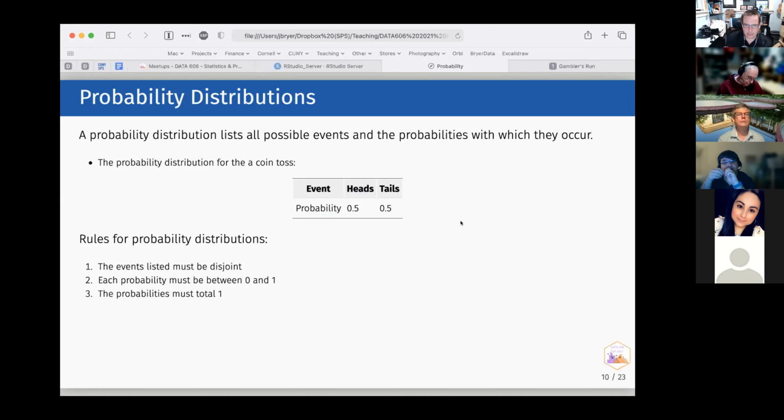And so some key components here for a distribution, right? The events listed must be disjoint, they have to be mutually exclusive. The probability must be between 0 and 1. And the sum of the probabilities must equal 1, right? So we're covering all the outcomes.